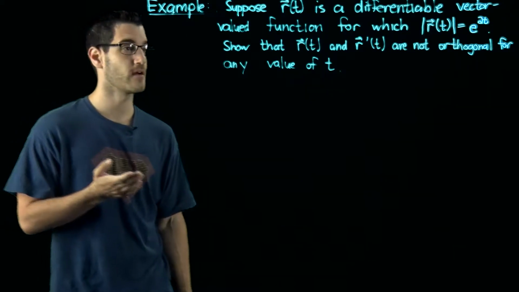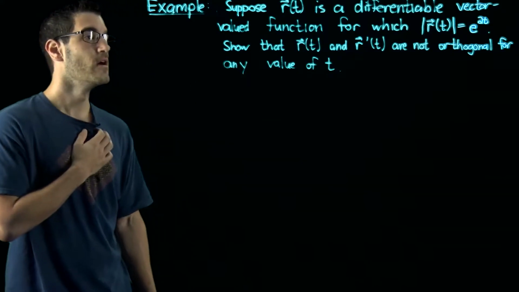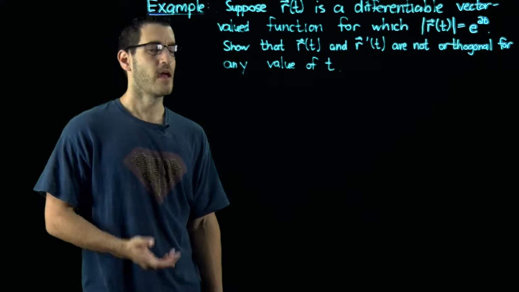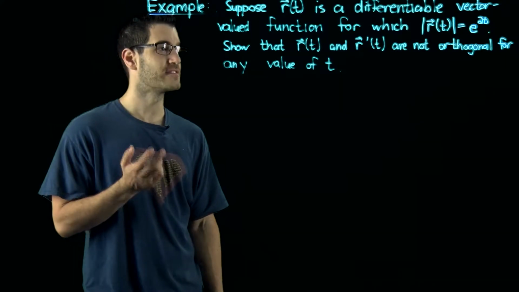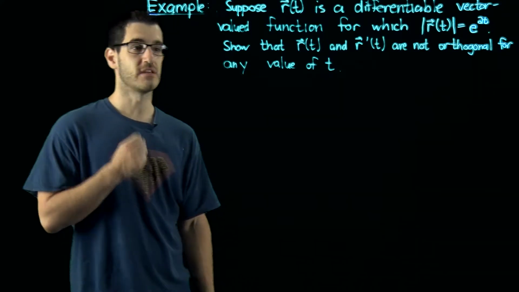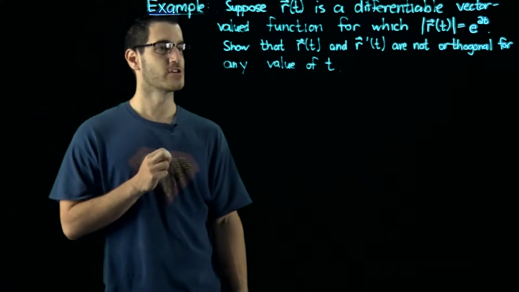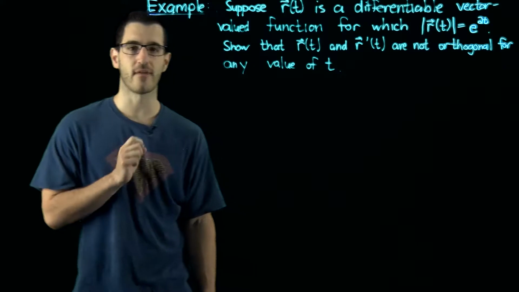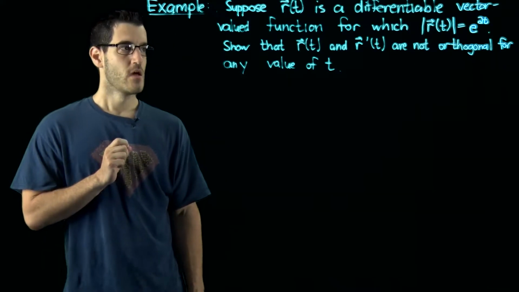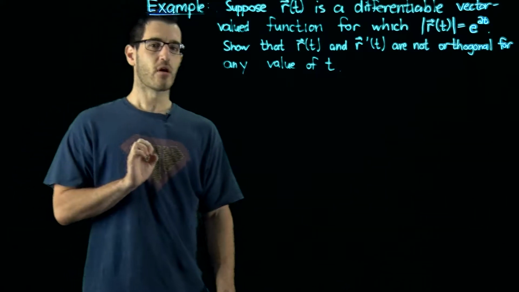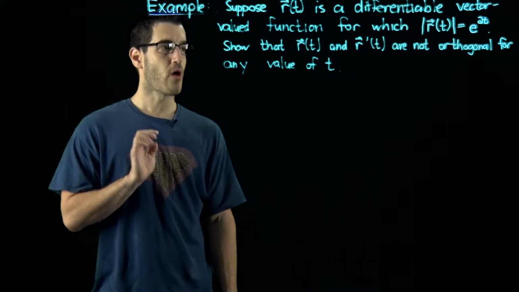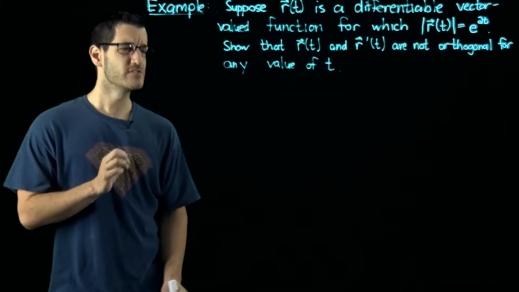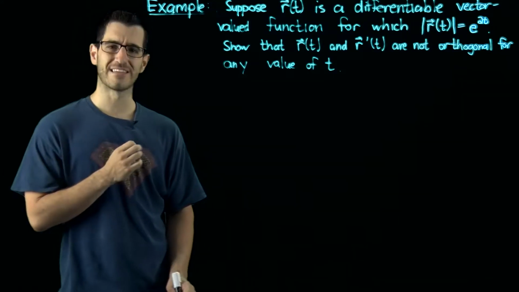And such a context is in this example. So here we have a differentiable vector valued function, and we know that the magnitude of r of t is e to the 2t. And we're now tasked with showing that r and its derivative are not orthogonal for any value of t. So we don't actually know what r of t here is. We only know one property about it, what its magnitude is, and we have to somehow use that to show what we need to show.